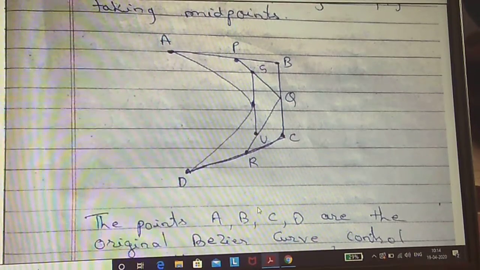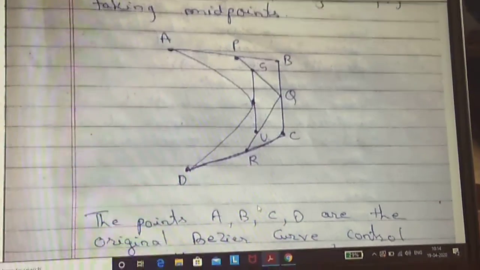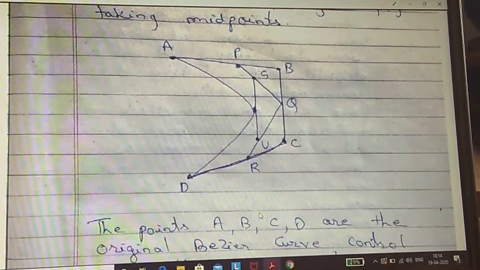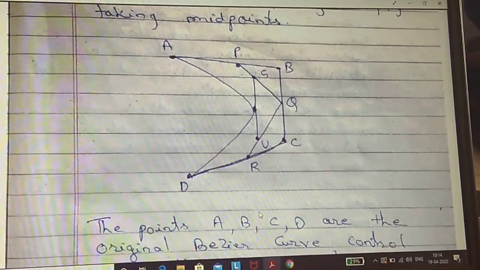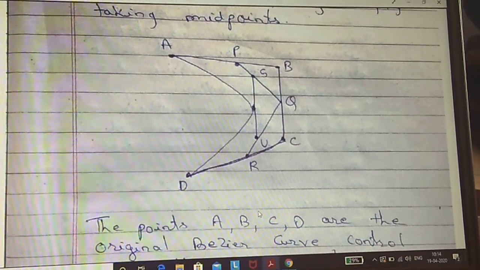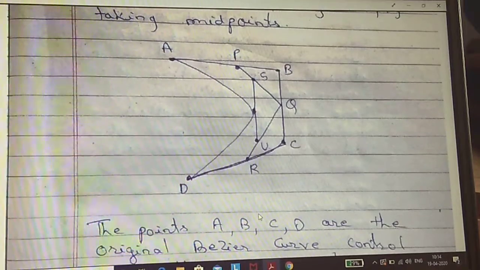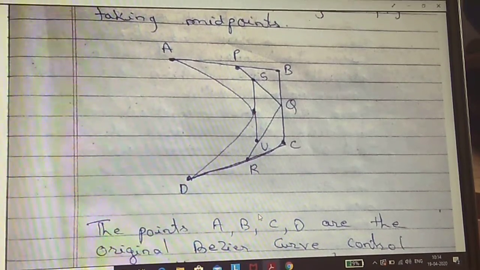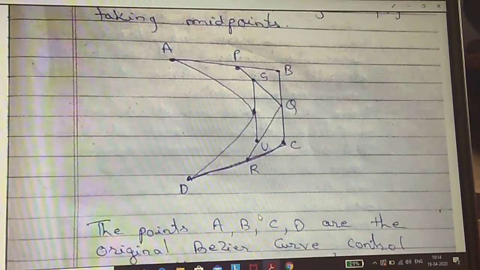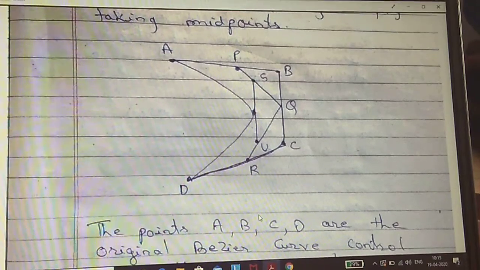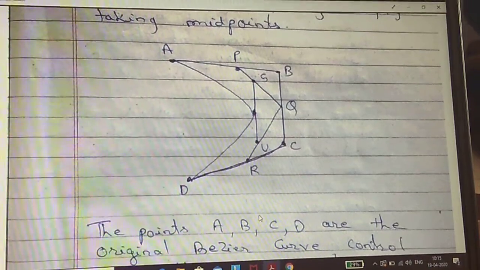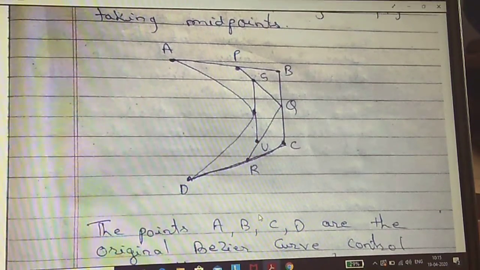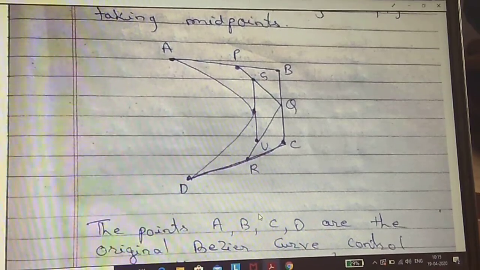Now we can see the figure, the points A, B, C, D are the original Bezier curve control points. Okay, we need 4 control points, you know that. Now here we have 3 lines, AB, BC and CD. So then we have to find the midpoint of these lines, suppose we have named them P, Q and R respectively. Now after that we have to join PQ and QR.